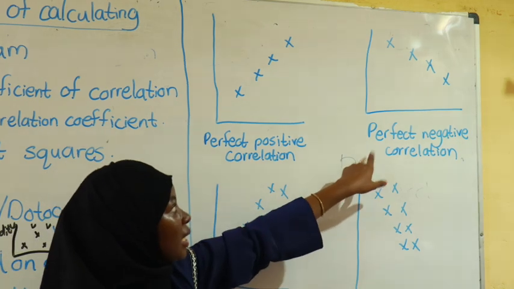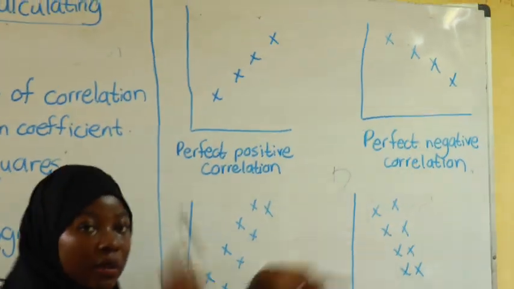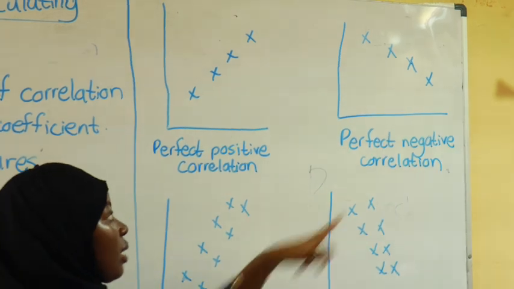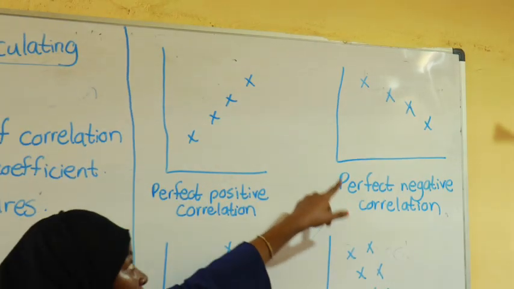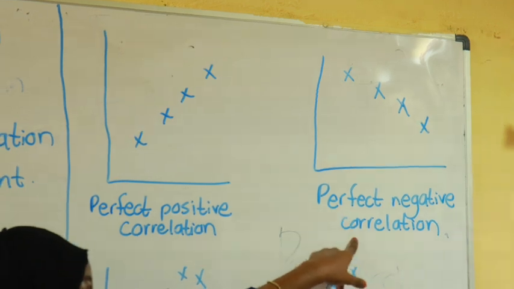A perfect negative correlation, if your dots look like this, has to be a straight line. The dots have to be in a straight line going down. Negative, we say if one is increasing, the other one is decreasing. So that is a perfect negative correlation.